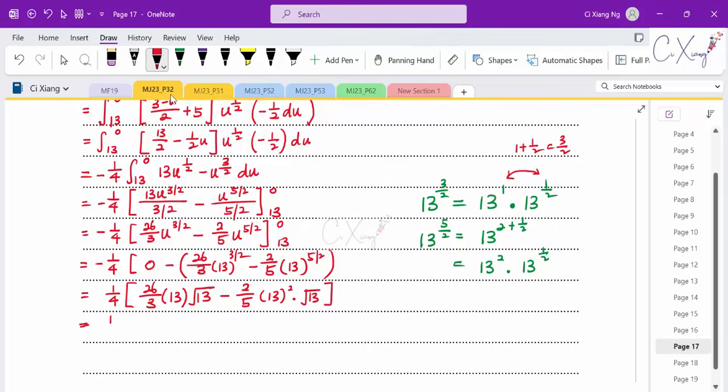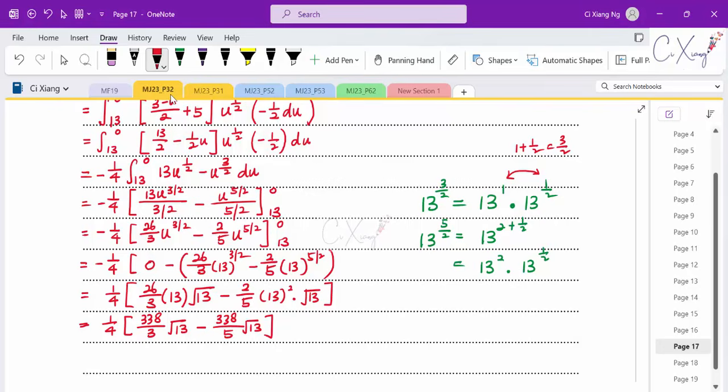Then after that, with 1 over 4, try to multiply all the numbers together. You're having 338 over 3 square root 13 minus 13 squared multiplied with 2 over 5. You're having 338 over 5, so 338 over 5 square root 13.